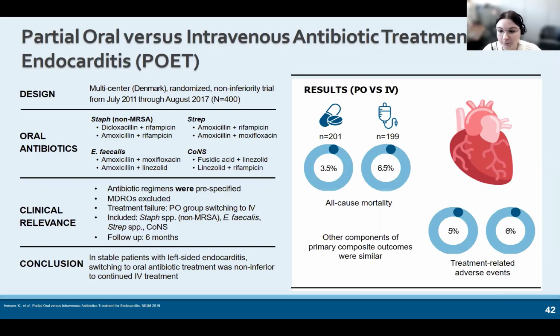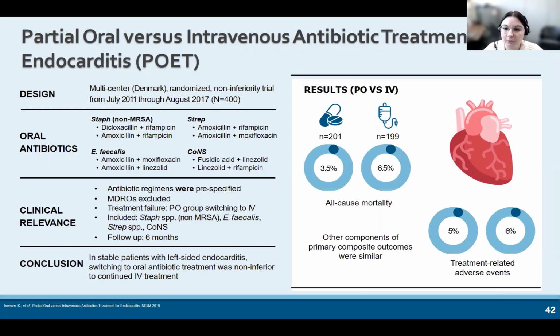In the oral group, the switch to oral was made when the patients had a satisfactory response to initial IV treatment, and they define that as being afebrile for greater than 2 days, CRP of less than 25% of the peak level or less than 20 milligrams per liter, and leukocytes of less than 15 as a satisfactory response.